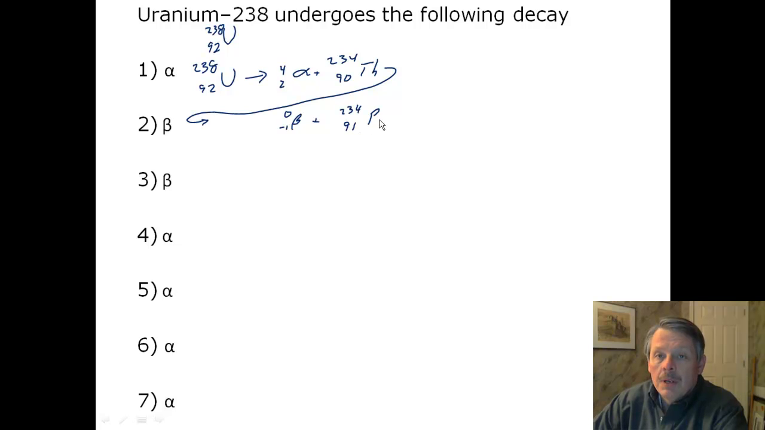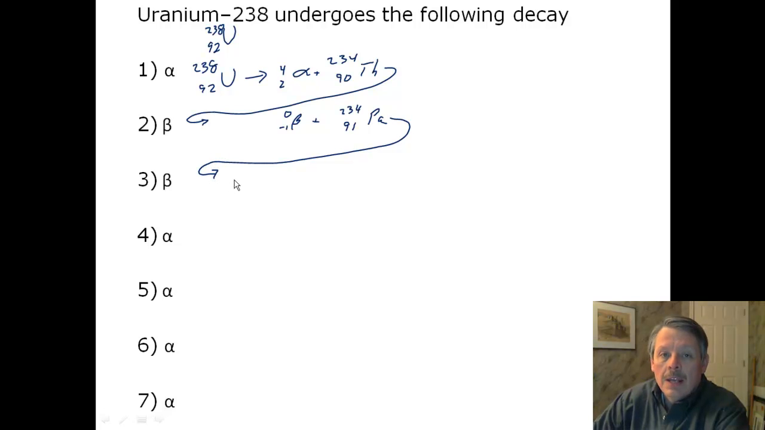And a 91 is Pa, which I think is palladium. But anyway, no, it's protactinium. Anyhow, it continues down. It goes through beta decay again. So that means we're going to have 234. The top number doesn't change, but the bottom number goes up to 92, which is uranium again.